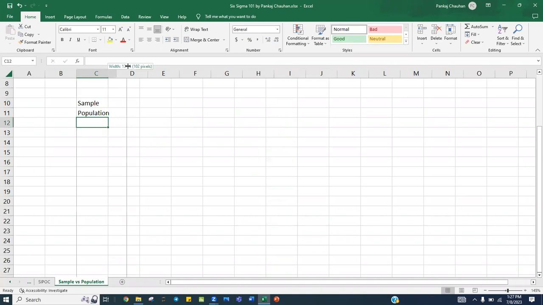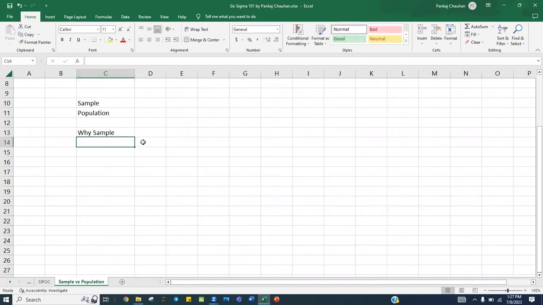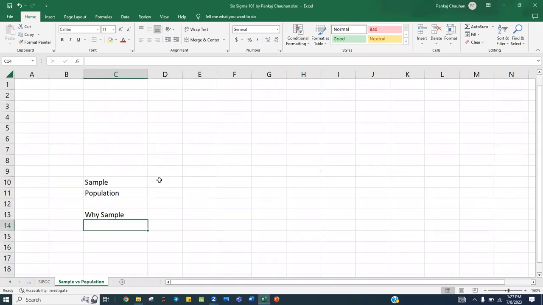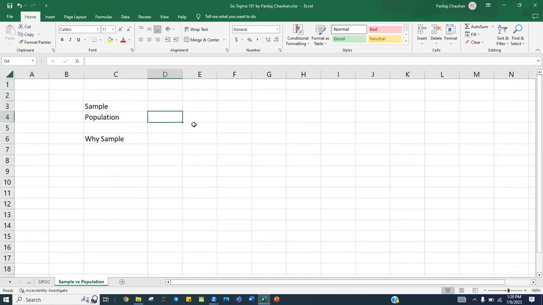So first, let's understand the need for the sample. Why sample? Because if you start analyzing the entire set of data, that will be too time consuming and too expensive. The entire set of data is what I call the population.